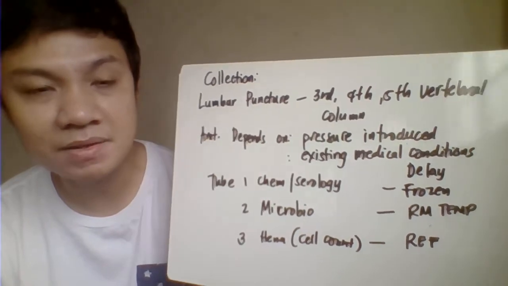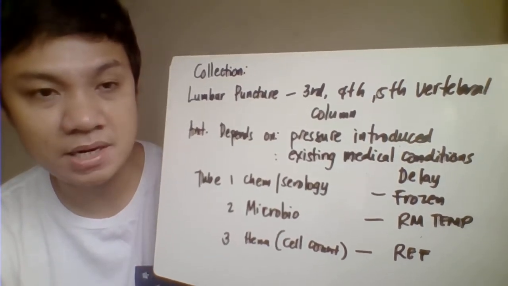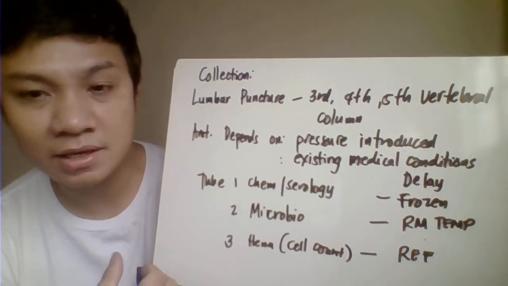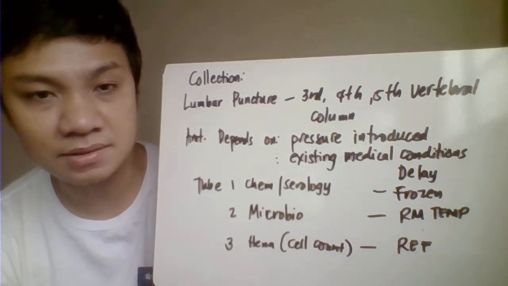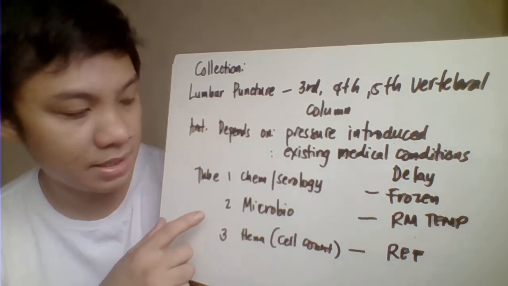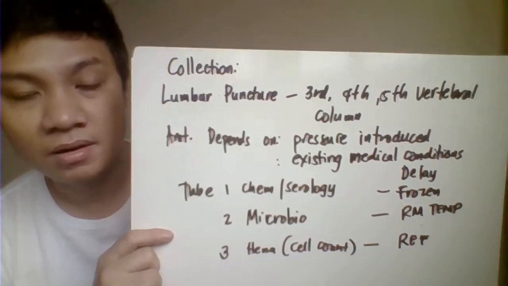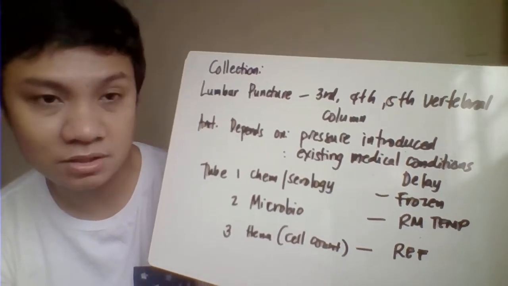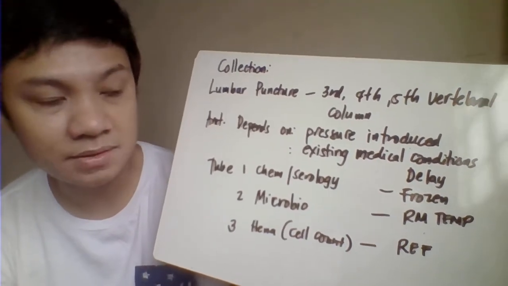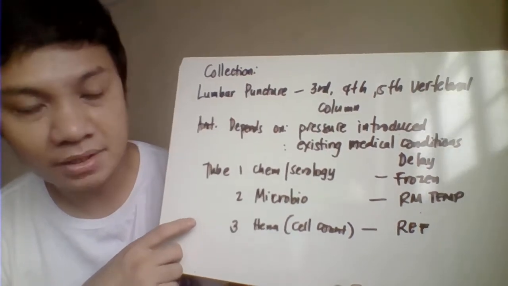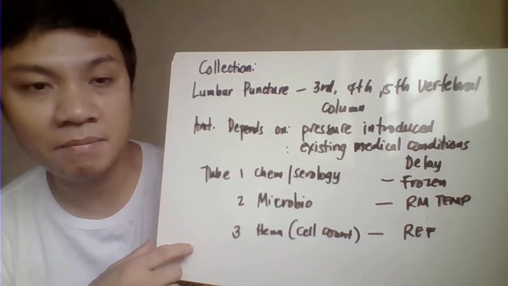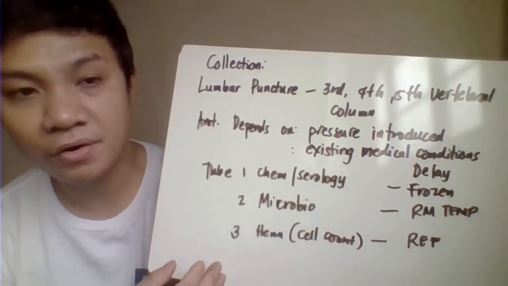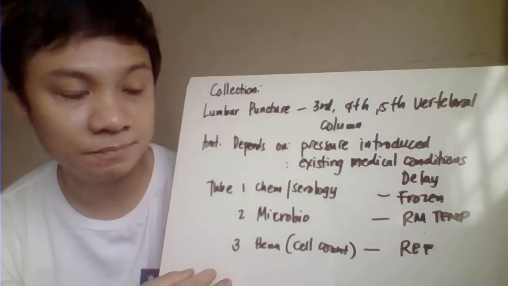When you're collecting the specimen, you need to prepare three tubes: 1, 2, and 3. The number corresponds to the order of the collection process. Basically, tube number 1 is delivered to your chemistry and serology section, for your chemistry tests and some serological tests. The second tube is for your microbiology, like your Gram stain and your acid-fast stain. And the third one is for your hematology, for your cell count.